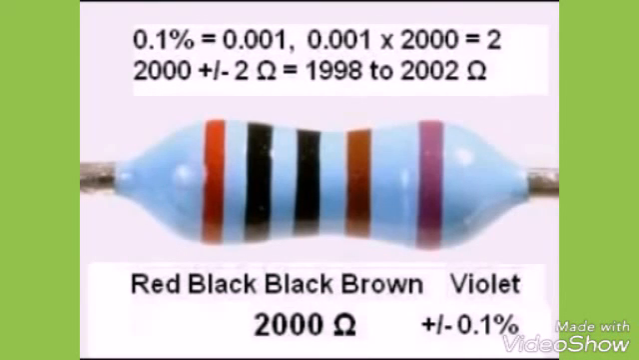This resistor is guaranteed to be within 0.1% of 2,000 ohms. To calculate this, we convert 0.1% to a decimal number by dividing by 100, which gives 0.001, and multiply by 2,000 to get 2. So this resistor is guaranteed to be 2,000 plus or minus 2 ohms. It can be no less than 1998 and no greater than 2002 ohms.